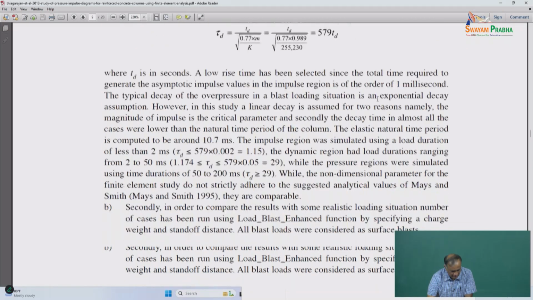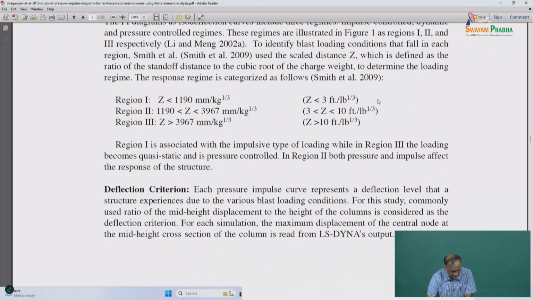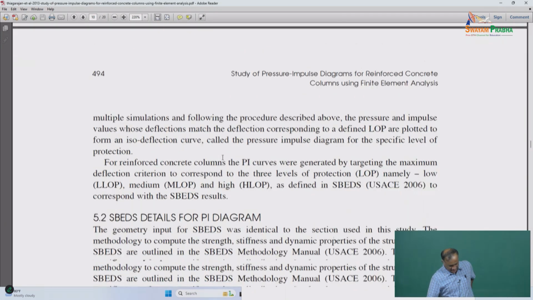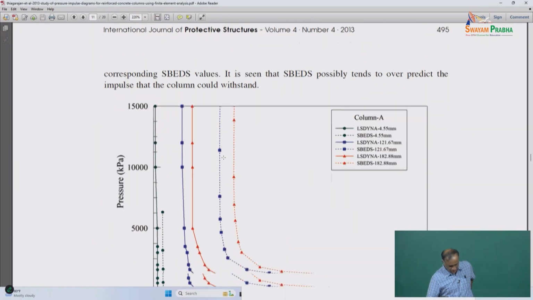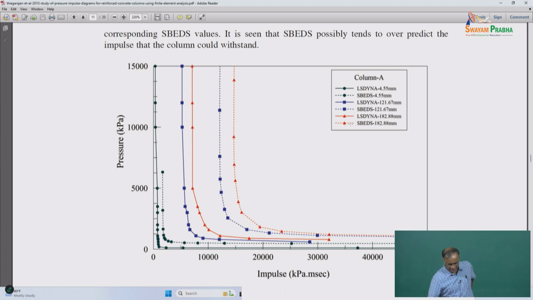And then what I wanted to show was what are the different Z regions, the response regimes that were characterized for Z less than 3: the impulse region, the dynamic region, and the pressure region. Then the deflection criteria, we talked about the S-beds and observations. So this is what, for example, it looks like.